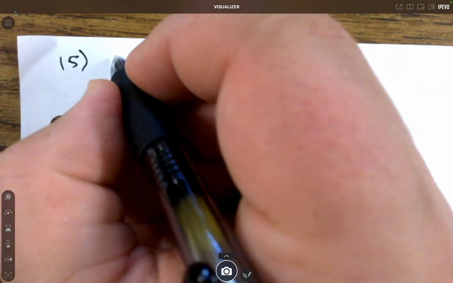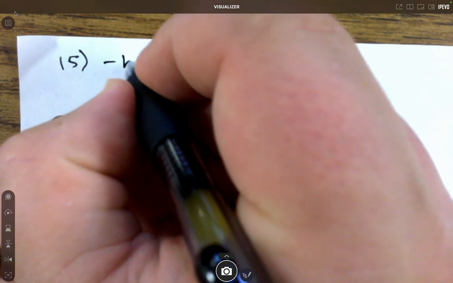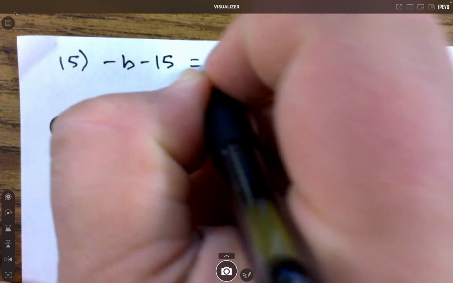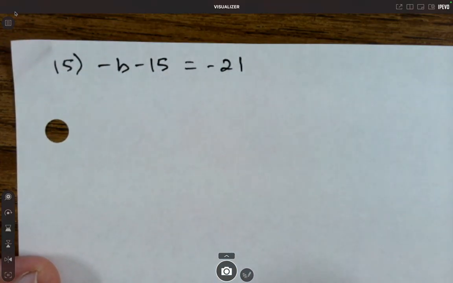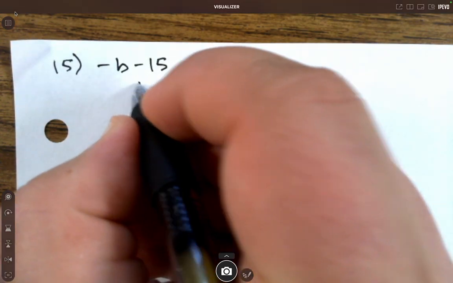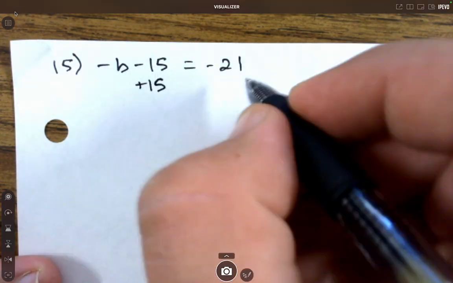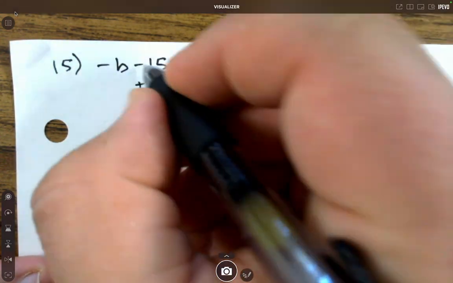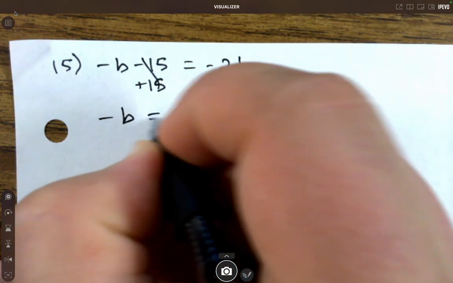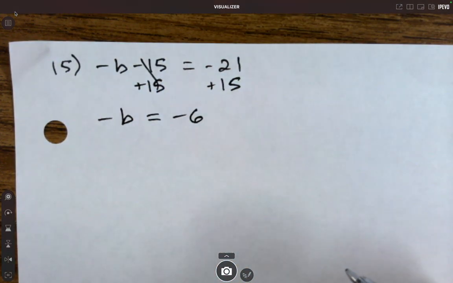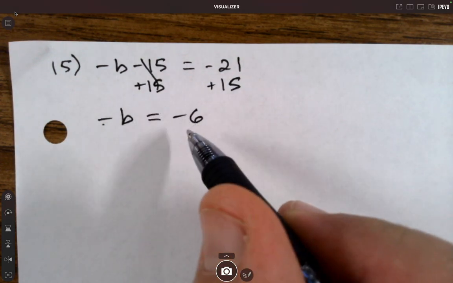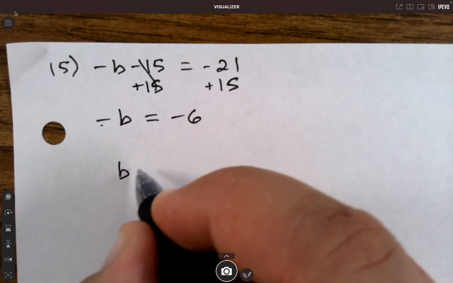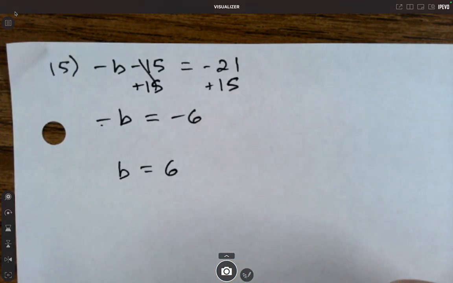We have negative b minus 15 equals negative 21. So our first step would be to add the 15 over, because it's subtracting, so we do the opposite, we add. That gives us negative b equals negative 6. So one way you could solve this is just think logically. If a negative b equals negative 6, then a positive b must equal a positive 6.